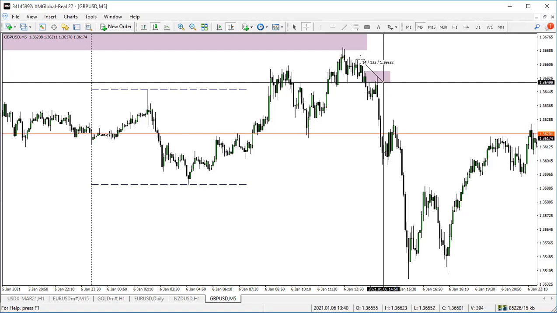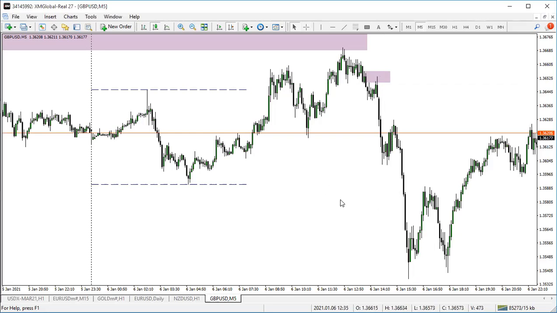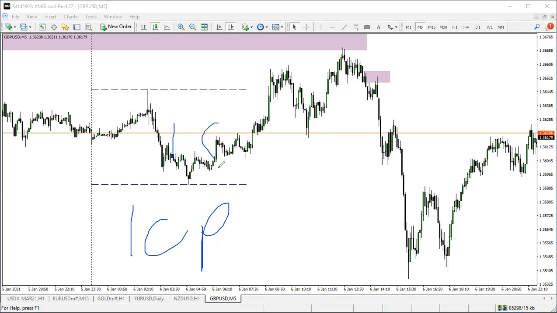For GU, pound pairs are volatile, so your stop loss is going to be big. For example, this one, the stop loss will be 13 pips or 20 pips, but the risk reward was about 114 pips. It was good. So you need to know your pair, please. If your pair is less volatile, you can have a 10 pip stop loss. If your pair is too volatile, it's going to be maybe 15, 20, or even 30 pip stop loss.